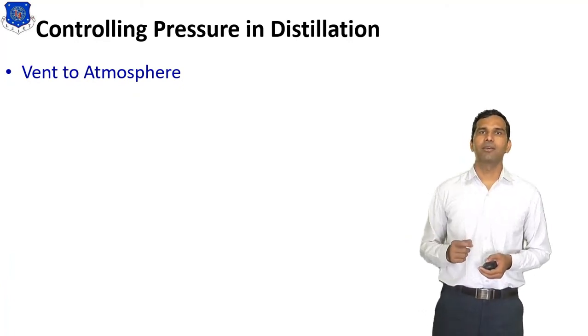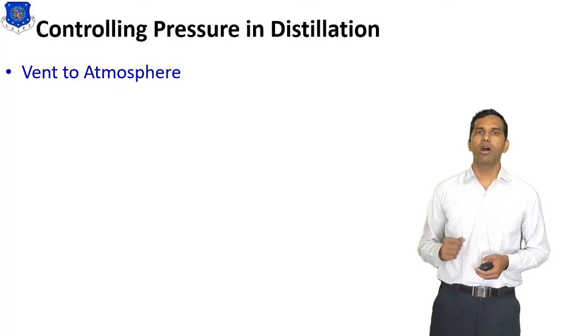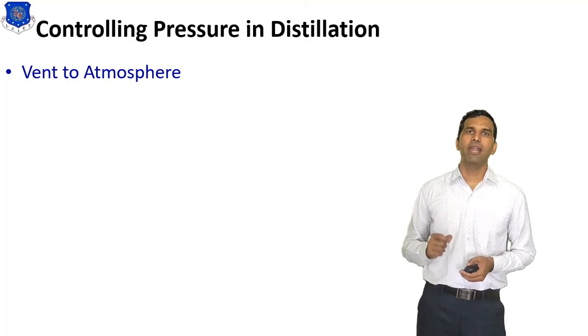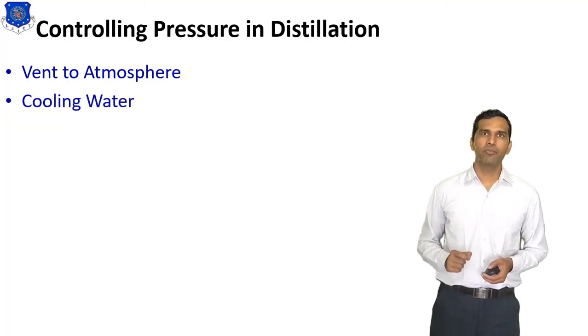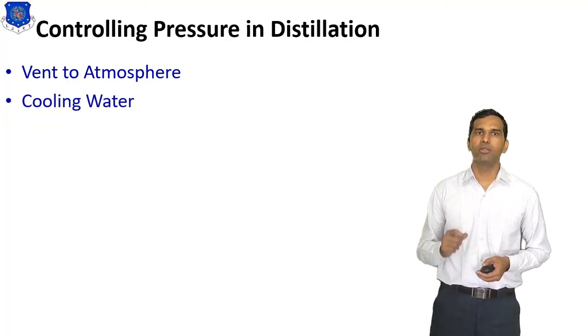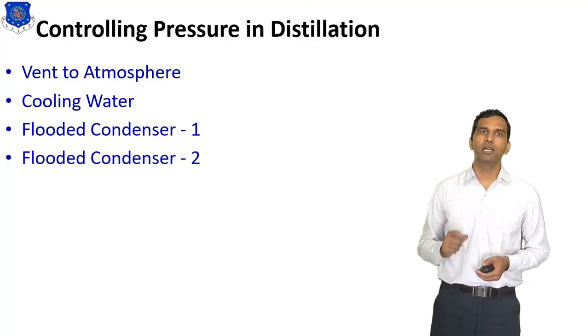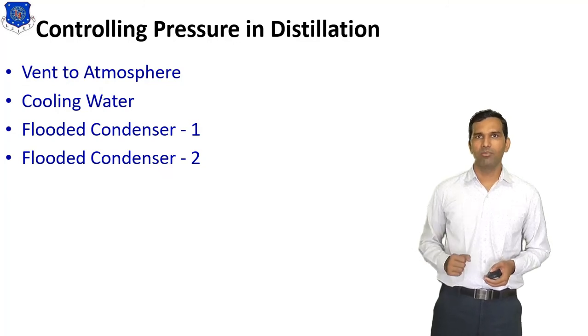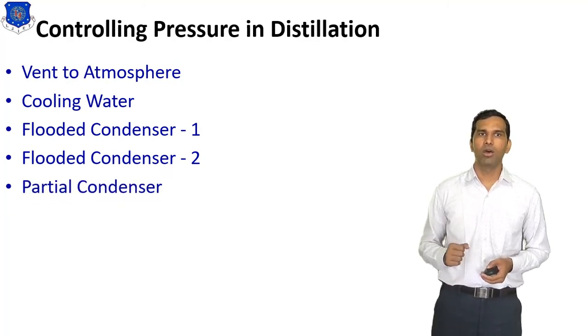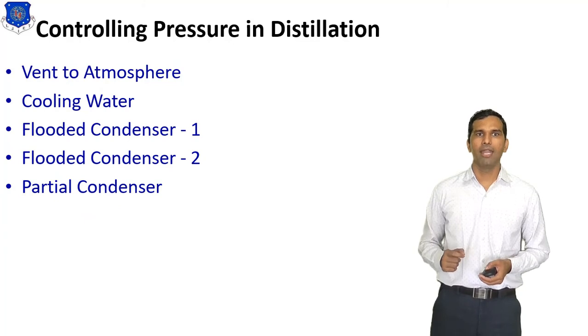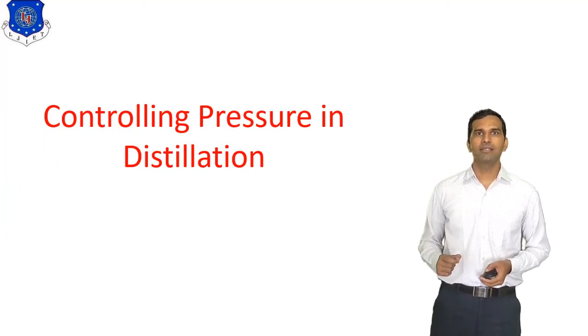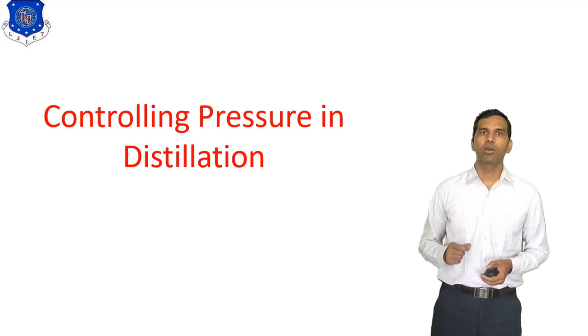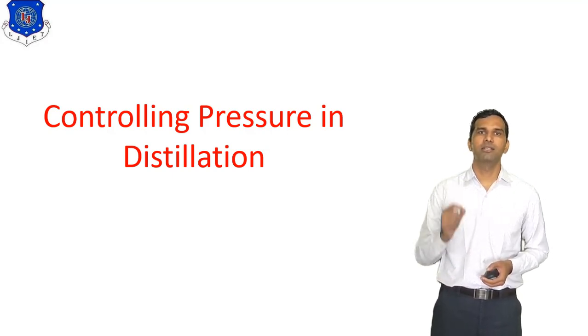So in this lecture, we discussed the controlling of pressure in a distillation column, and for that we discussed 5 schemes: the first one is vent to atmosphere, the second one is the cooling water scheme, the third one is flooded condenser 1, then flooded condenser 2, and the last one is the partial condenser method. So in short, in this lecture we discussed controlling the pressure inside the distillation column.